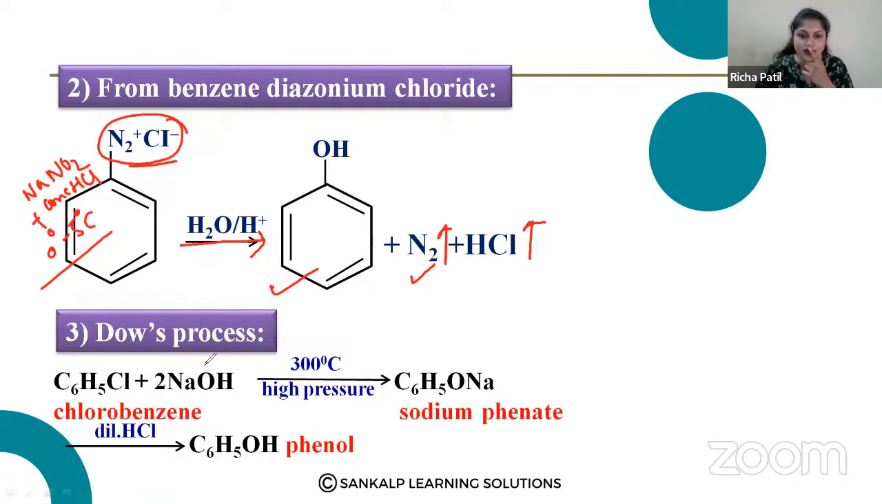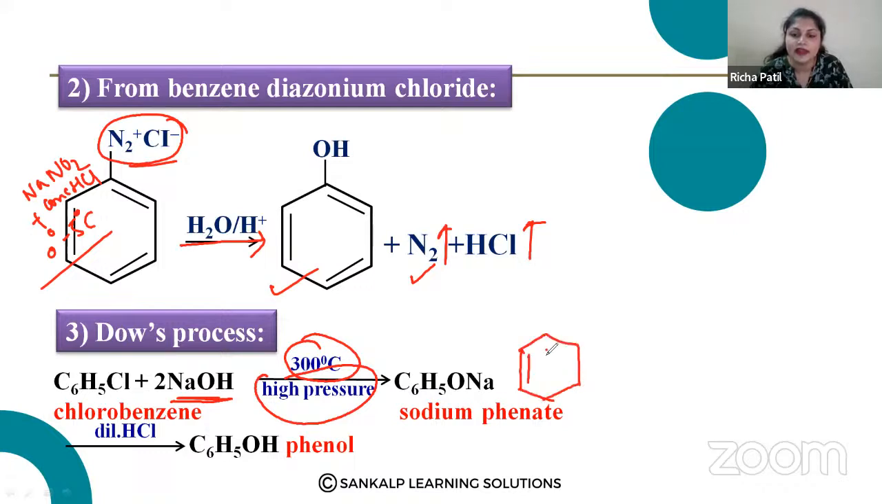Next is Dow's process. Okay, what do you mean by Dow's process? Your chlorobenzene is taken. Okay, an aryl halide is taken, for example chlorobenzene. It is reacted with what? Sodium hydroxide, at a temperature of 300 degrees Celsius and high pressure. Okay, these are the conditions. You get what? Sodium phenate. Okay, so sodium phenate is formed.